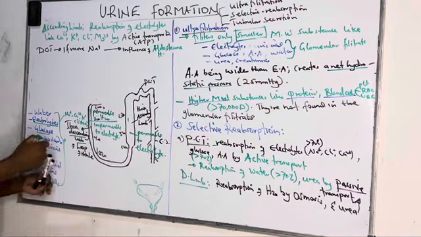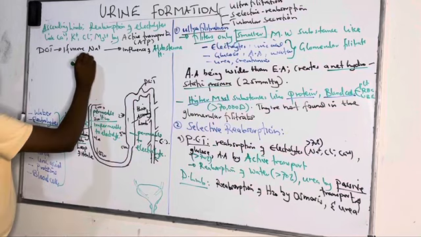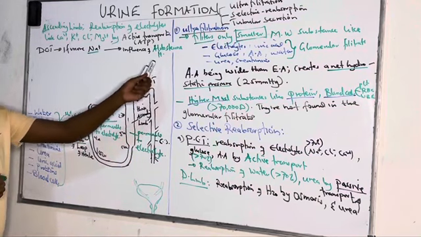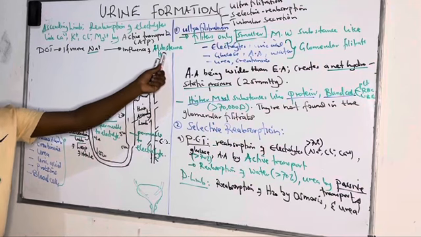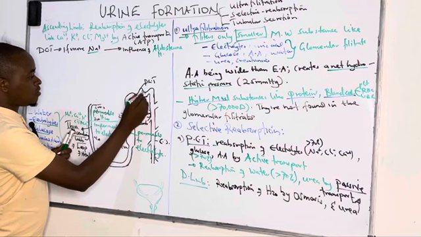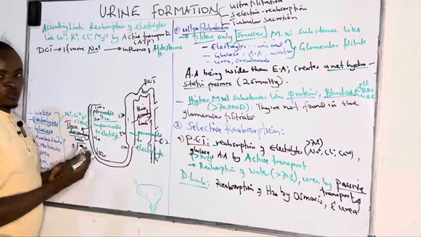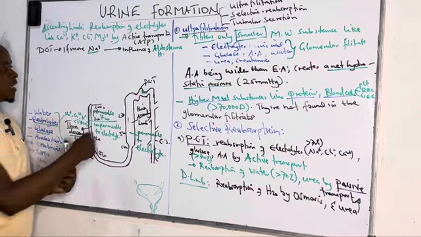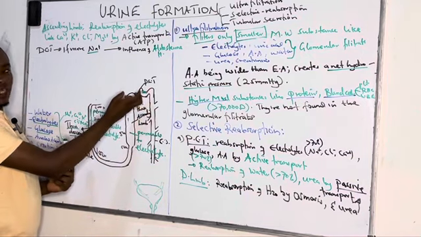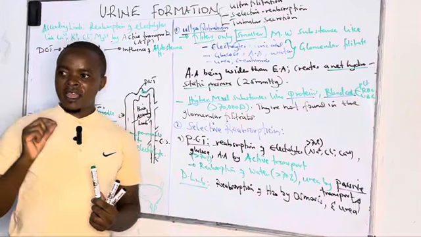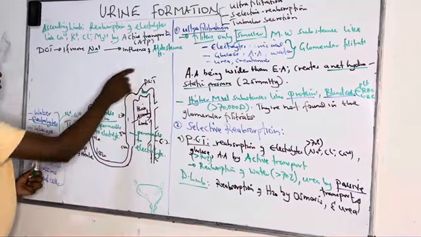So whenever the body senses there is need for more sodium in the body, it triggers the adrenal cortex to release a hormone known as aldosterone. And this aldosterone hormone is the one that makes the cells of the distal tubule become permeable to sodium, because naturally they are impermeable. But when the hormone comes and stands there, it makes them become permeable, and more sodium is reabsorbed under the influence of aldosterone hormone.